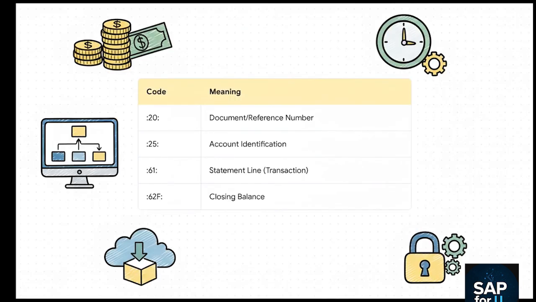And believe it or not, that jumble of text is actually super structured. Each of those little tags has a specific job. For example, :25- tells SAP which bank account we're talking about. :61- is a single transaction line with all the juicy details. And :62F confirms the final closing balance. SAP just reads these tags and knows exactly what's going on.